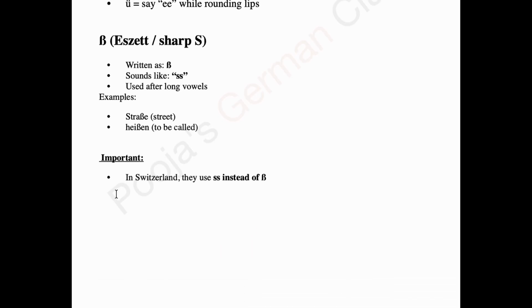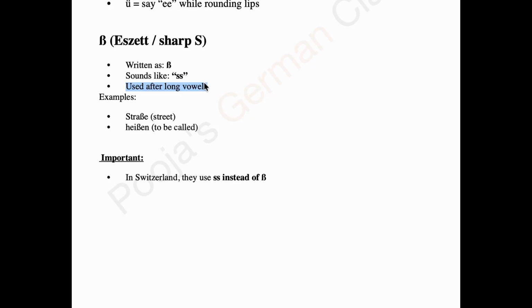Let's move to the last letter of the German language, that is sz. It is written like this, ß. It sounds like double s. I've already mentioned that we don't use double s in the German language. Instead, we use this sz. It is used after long vowels.